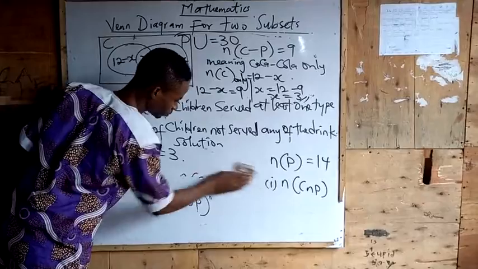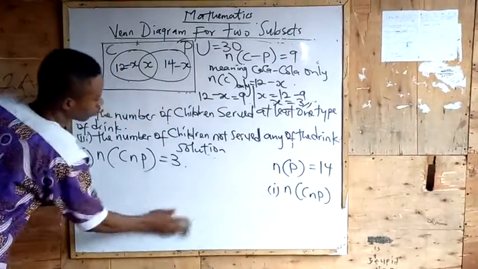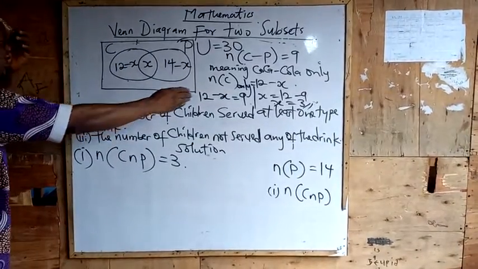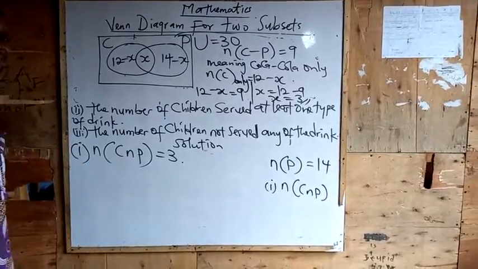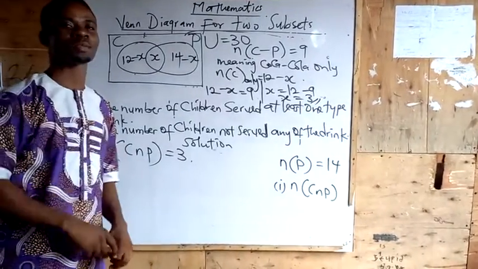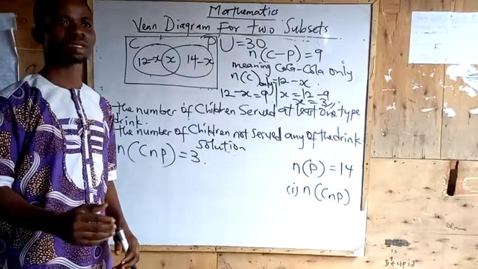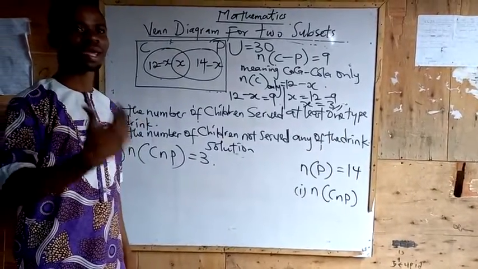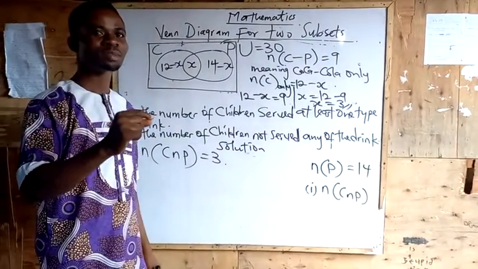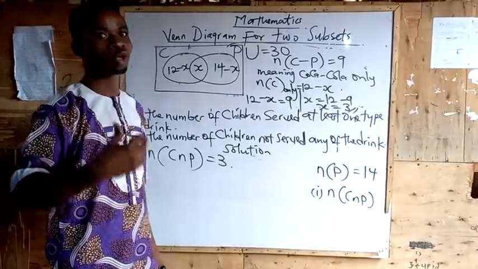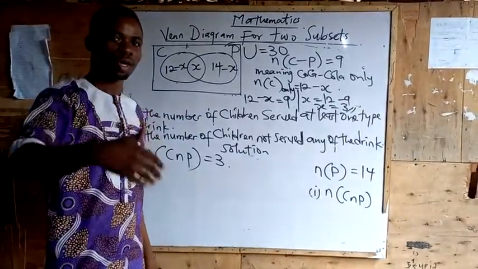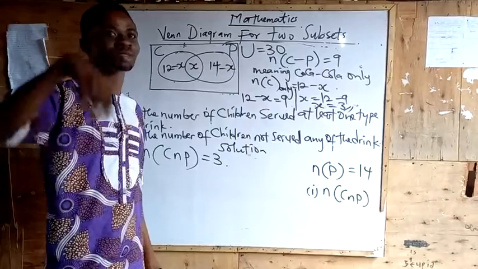What does that mean? When they say the number of children served at least one type of drink, let me explain this. At least in mathematics, what does that mean? At least means that if they said, Shola, you can get at least 5, that means the least mark you can get is 5. You can also get above 5. You can get 5, 6, 7, 8. That's the meaning of at least.